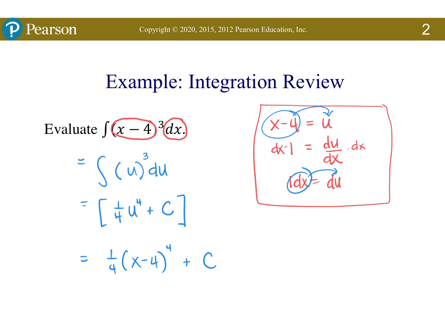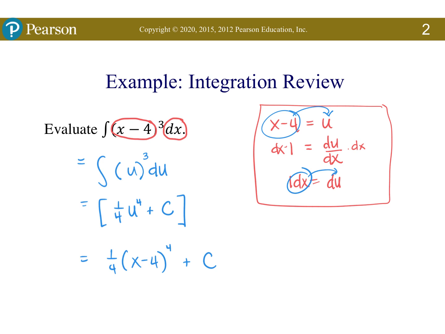I just want to reiterate, I didn't need a u substitution in this one. I'm just using it as an example to show you. And the reason I don't necessarily need the u is because the derivative was 1. Any other time where the derivative is not 1, you have to use the u substitution.